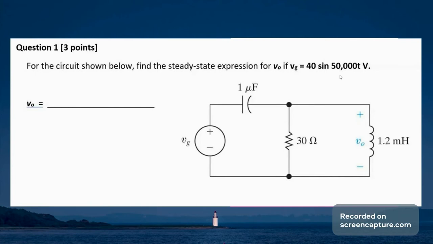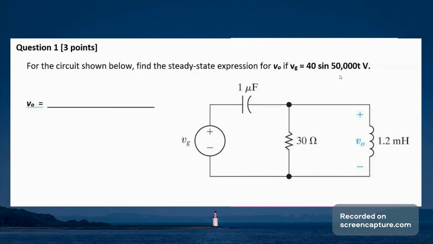So now we have to convert that over to polar form. Doing that would give you 42 angle 45 degrees, and then you just plug that back in to your cosine expression with the correct frequency, giving you a steady state expression of 42.3 cosine 50,000 T plus 45 degrees minus 90 degrees. And you can simplify that to just negative 45 degrees. And that's all it is for question number one.